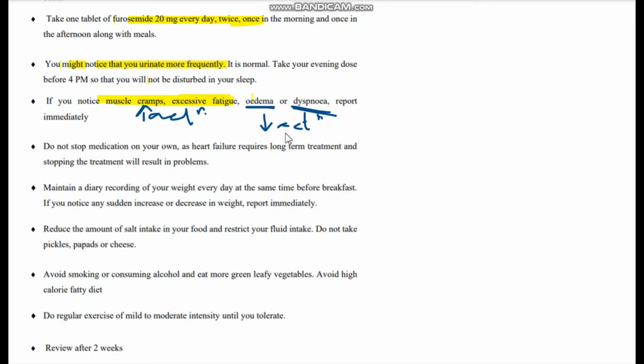You will have to assess the patient again, see if the dose is proper, see if the patient is taking the drug or not, and stuff like that. So here you are telling the patient to take care of the excessive action as well and the lowered action as well. If it happens, then you have to come back to me immediately. Now, do not stop the medication on your own because it also requires a long treatment. Stopping will result in problems.